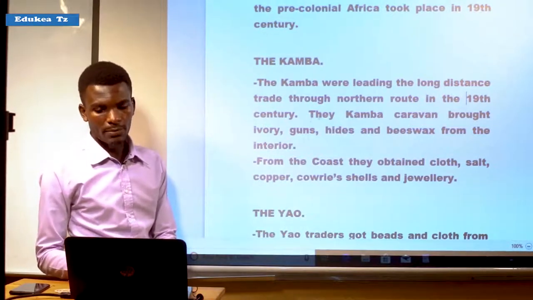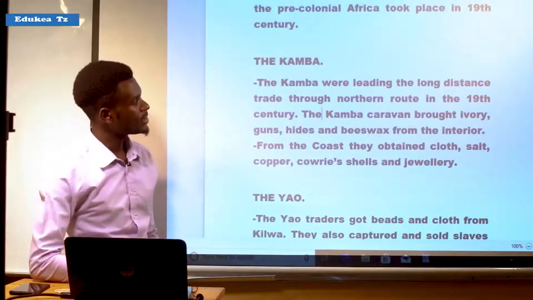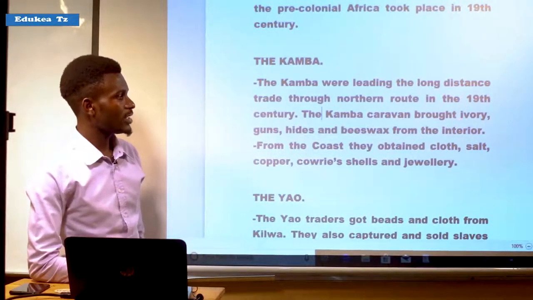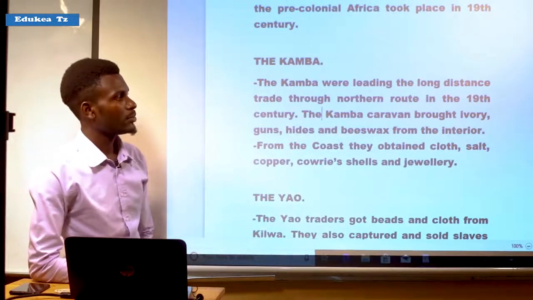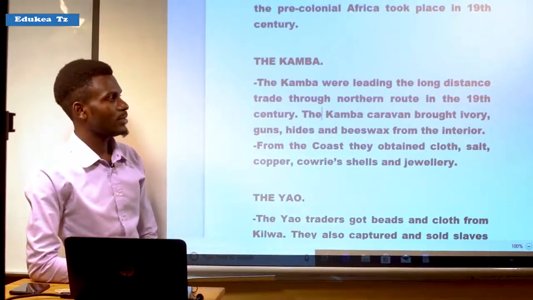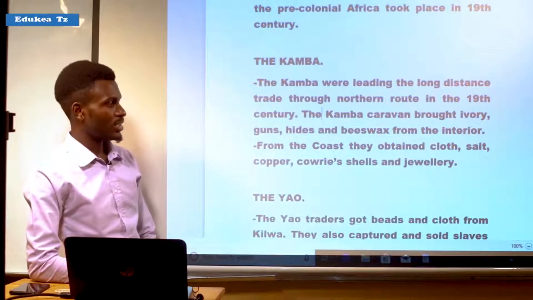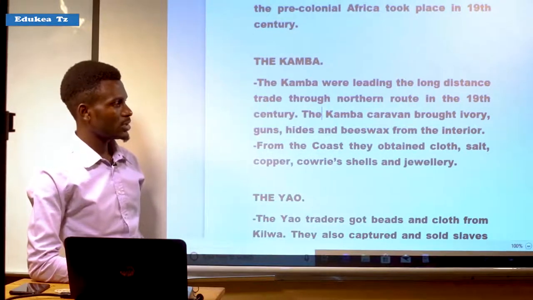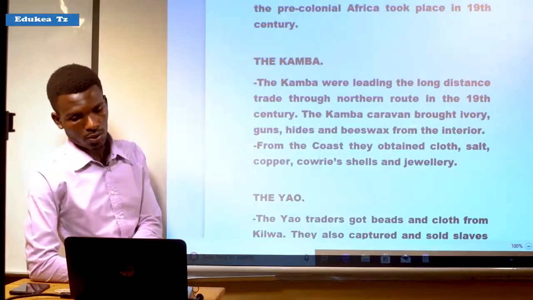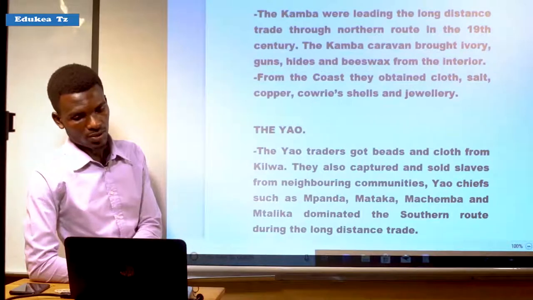The Kamba caravan brought ivory, guns, hides and beeswax from the interior to the coast, and from the coast they obtained cloth, salt, copper, cowrie shells and jewelry. That was all about the Kamba with their northern route.